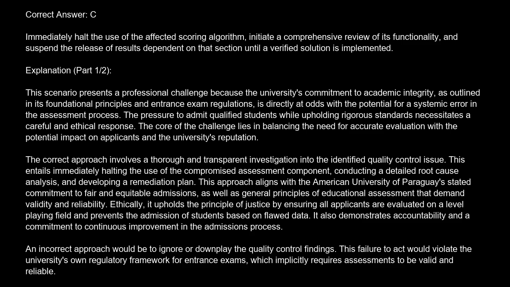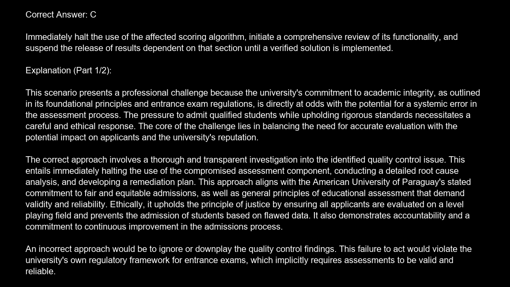The core of the challenge lies in balancing the need for accurate evaluation with the potential impact on applicants and the university's reputation. The correct approach involves a thorough and transparent investigation into the identified quality control issue. This entails immediately halting the use of the compromised assessment component, conducting a detailed root cause analysis, and developing a remediation plan. This approach aligns with the American University of Paraguay's stated commitment to fair and equitable admissions, as well as general principles of educational assessment that demand validity and reliability. Ethically, it upholds the principle of justice by ensuring all applicants are evaluated on a level playing field and prevents the admission of students based on flawed data. It also demonstrates accountability and a commitment to continuous improvement in the admissions process.